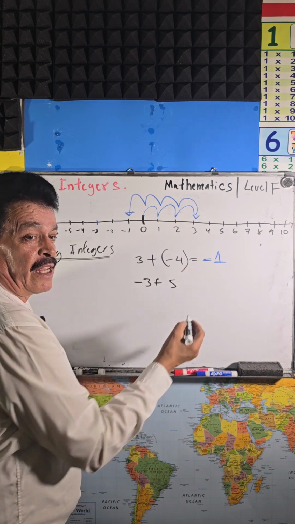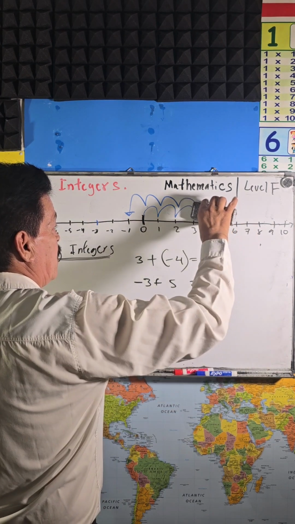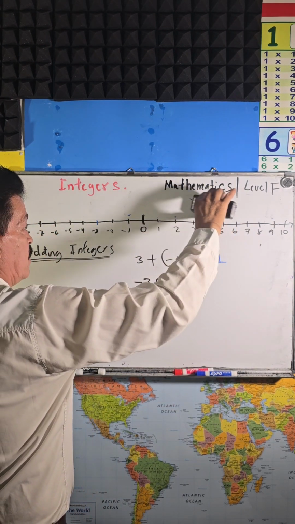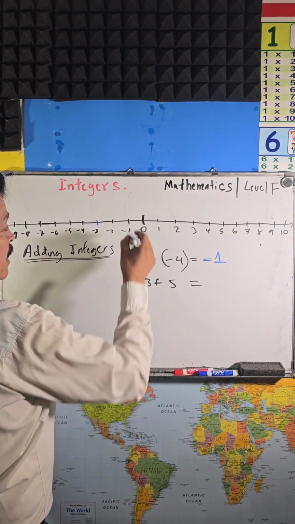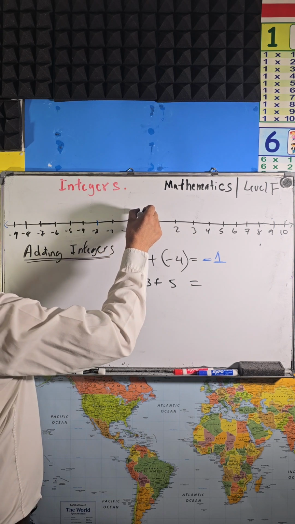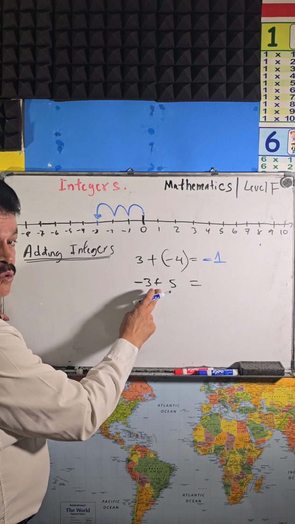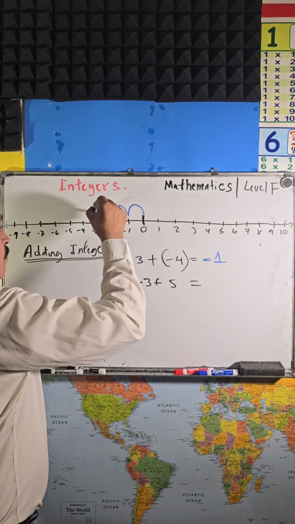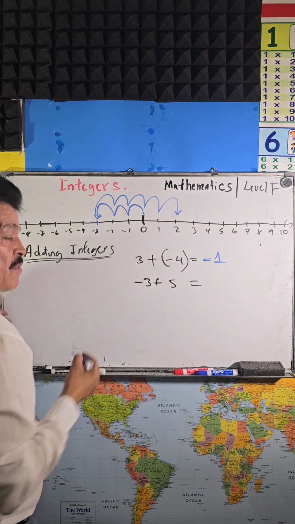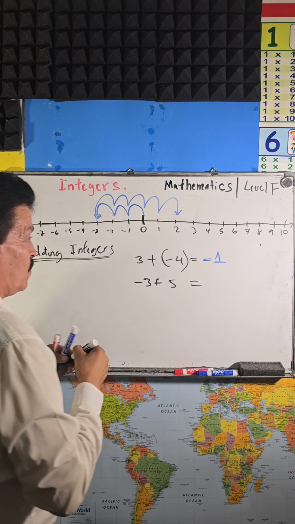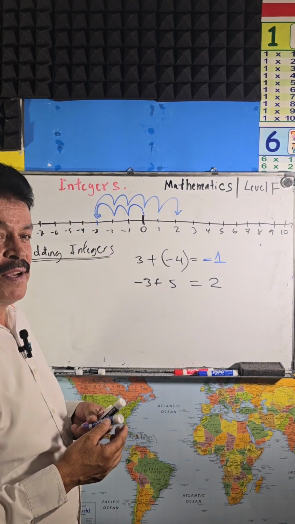Let me use the number line to show you how this works. We have to move negative 3 to the left: 1, 2, negative 3, right here. Now we have to move to the right, positive 5, so from here: 1, 2, 3, 4, 5. What is the answer? Easy. It's very, very easy.